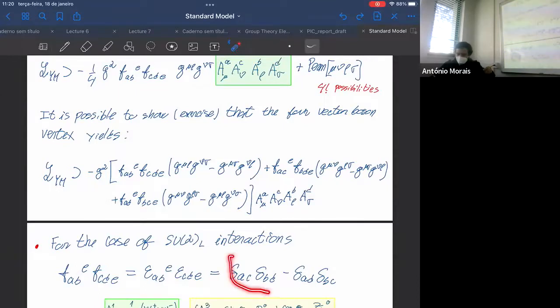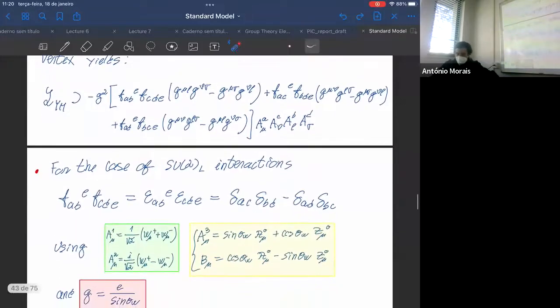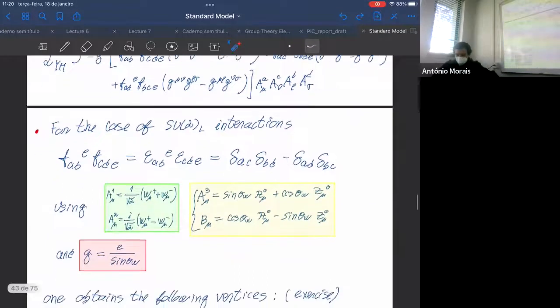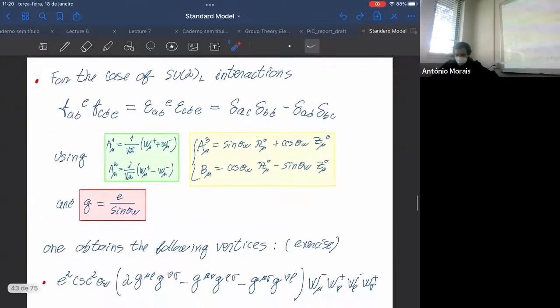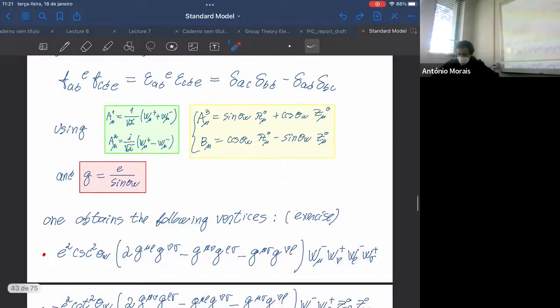So now let's use this from here onward, and again using this, I'm putting these things here, and also g that we've obtained. One obtains the following vertices. Again, this is going to be an exercise to derive. This one is not very complicated. It's fun actually to play around with indices. And of course, you can have more permutations of indices here, but when you extract the interaction vertex, you pick up one of the mu, rho, sigma possibilities.